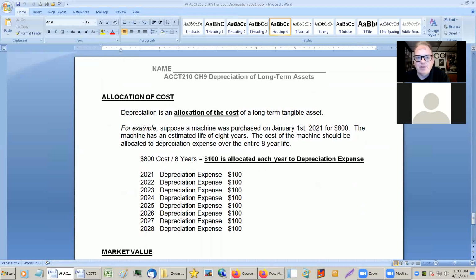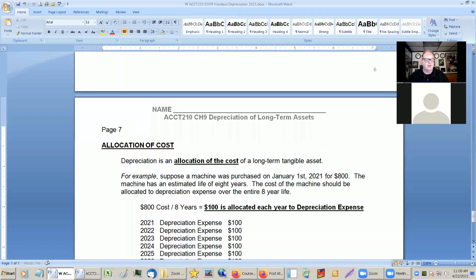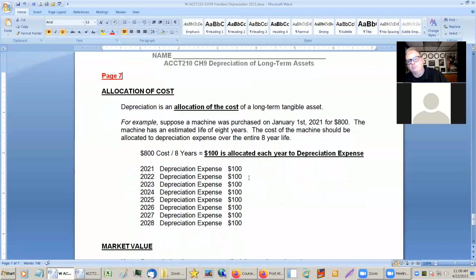So this is page, what is this, page 7? Write that in. So go to page 7, last page. Okay, so on page 7, we have what is depreciation?